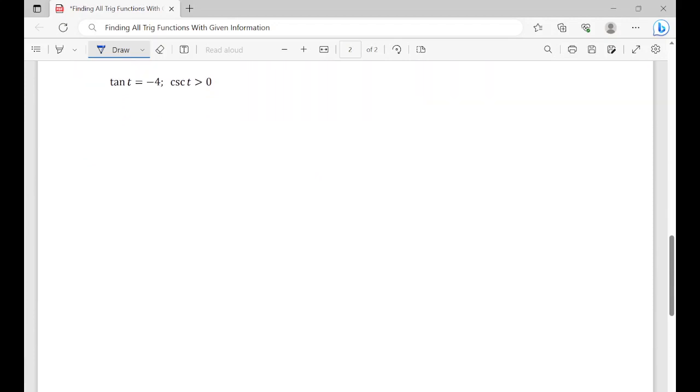Last, tangent t is negative 4 and cosecant is 0. So again, we need to know what quadrant we are in. So let's start off with tangent is negative. So if tangent is negative, that would mean either quadrants 2 or 4. And if cosecant is positive, that means either 2 or 1. So the overlap here is in quadrant 2. So we are in quadrant 2.